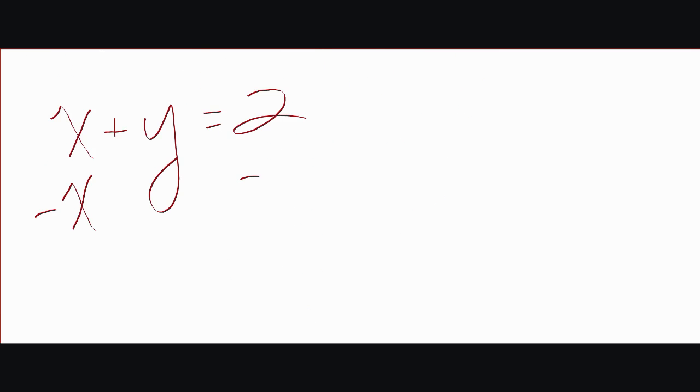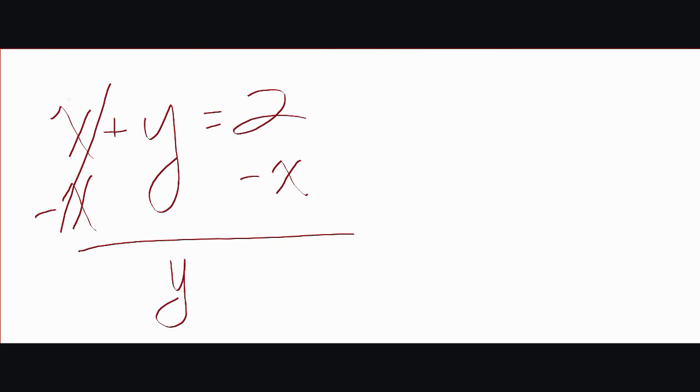So we're going to rearrange x plus y equals 2 to solve for either one of the variables. I don't care which one. It could be either one. Let's solve for y here. So we're going to subtract x from both sides. X minus x is 0, so we're left with y is equal to 2 minus x.